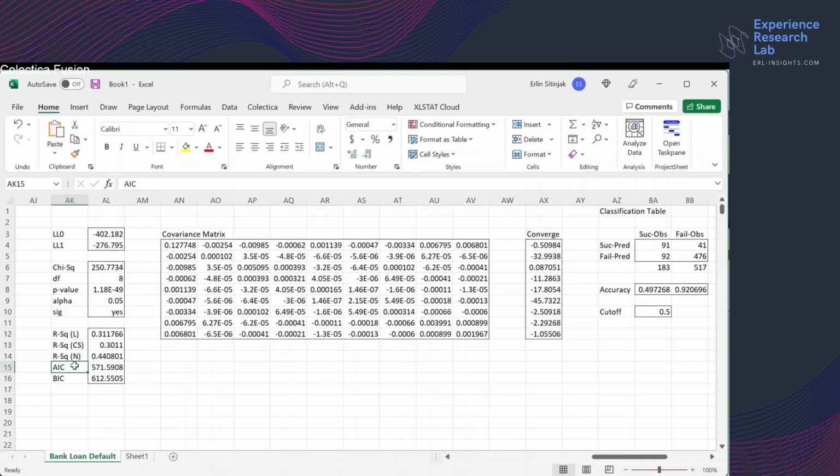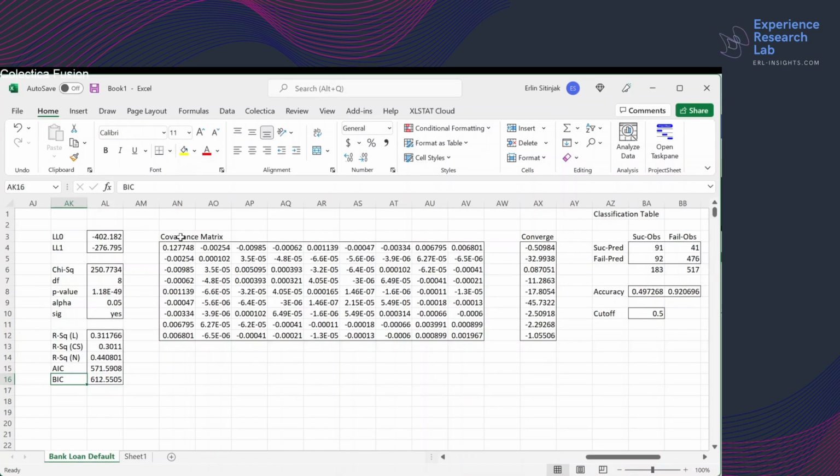AIC stands for Akaike Information Criterion. It adjusts the restricted log likelihood by twice the number of parameters in the model, while the BIC stands for Bayesian Information Criterion. It adjusts the restricted log likelihood by the number of parameters times the log of the number of cases. Small values of both AIC and BIC indicate better models.